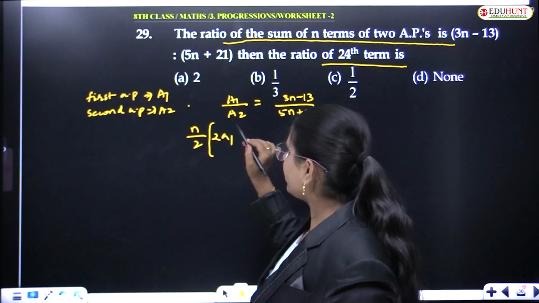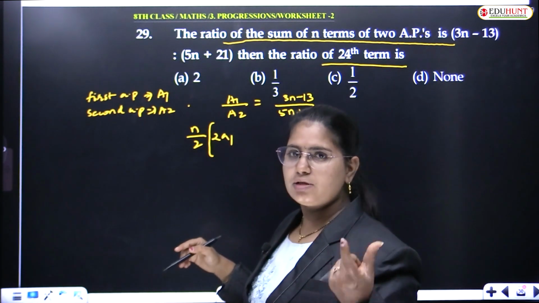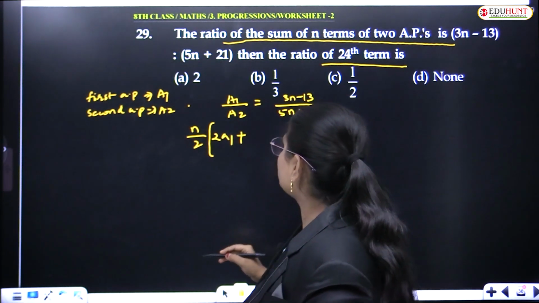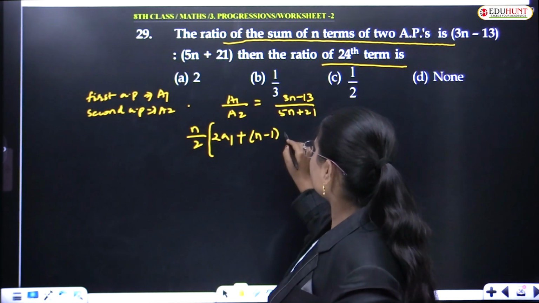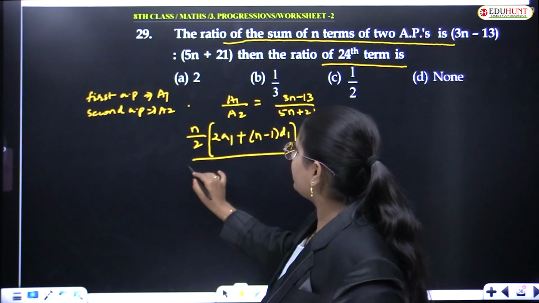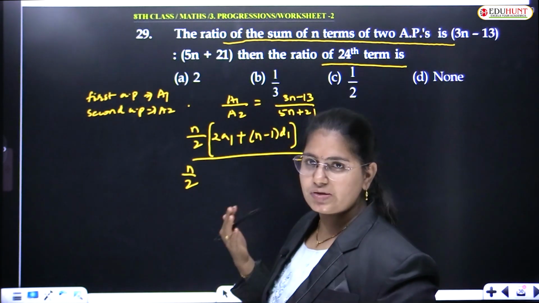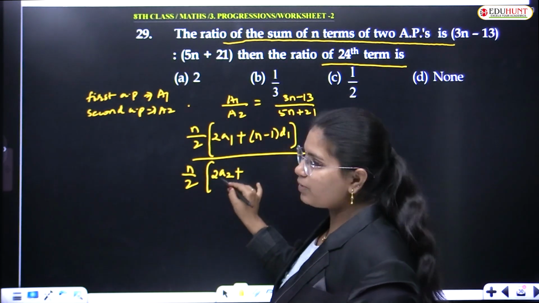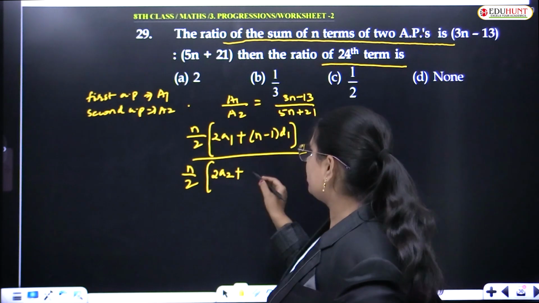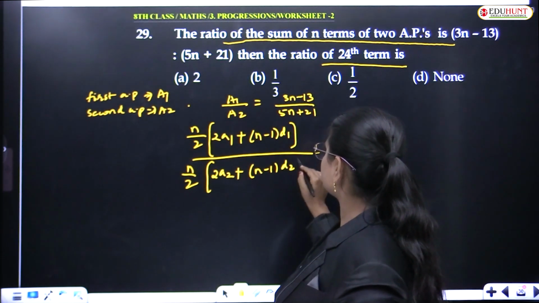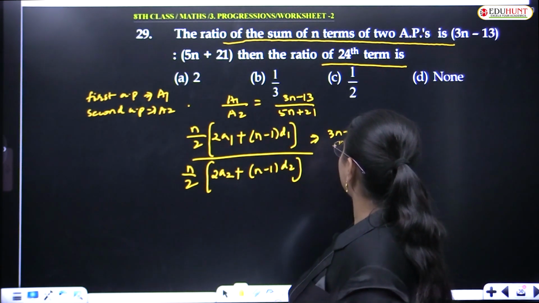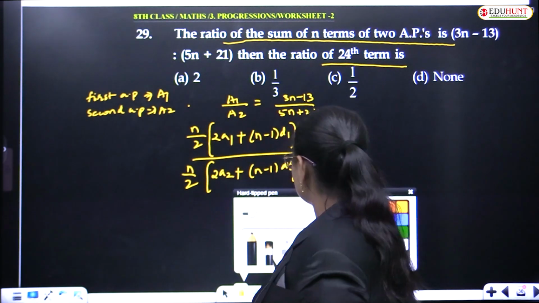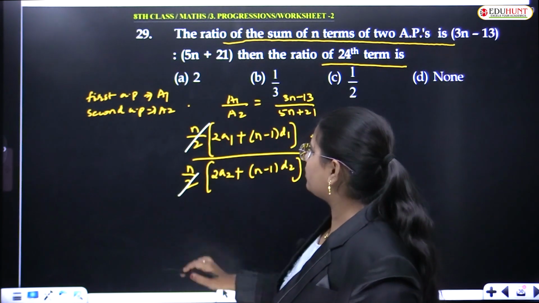The sum of n terms is, for the first AP, n by 2 into 2A1 plus n minus 1 into D1, where A1 is the first term in the first AP. Divided by n by 2 into 2A2 plus n minus 1 into D2, where A2 represents the first term in the second AP, and here also we take the same number of n terms. This is equal to 3n minus 13 upon 5n plus 21. So I am just cancelling n by 2, n by 2.